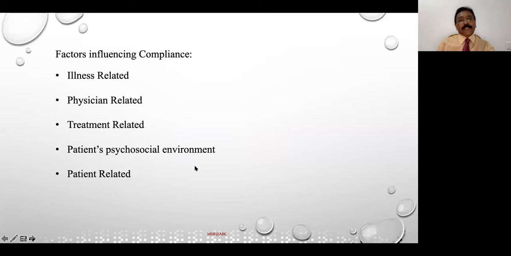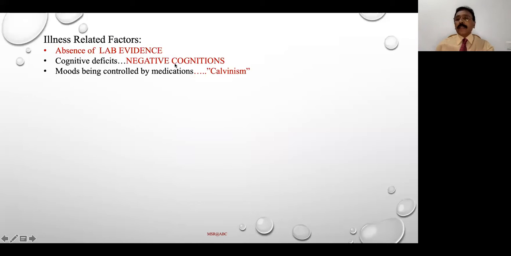Right. What are the factors? I'll quickly go through that before going to the questions. Illness-related, physician, treatment, patient, psychosocial environment, patient. These are all the factors which we have to keep in mind. Illness-related: the problem is we don't have confirming evidence like in diabetes. One of the most important things is that a depressed patient has significant negative cognition of hopelessness, helplessness, inferiority, negativity, suicidal thoughts. So in that kind of state, looking for some positive hope in taking antidepressants and getting better is going to be very difficult. Psychopharmacological Calvinism: anything you take, any medication which improves mood, should not be taken.